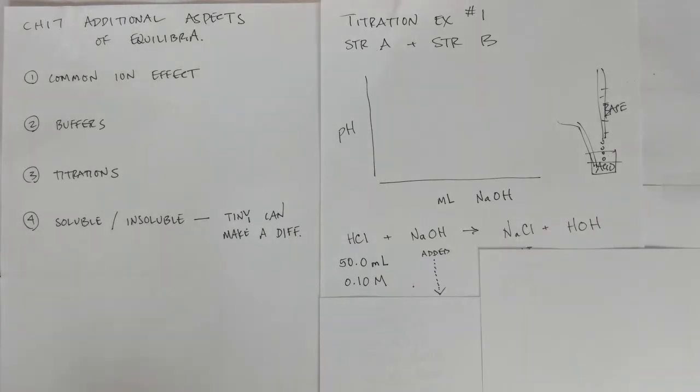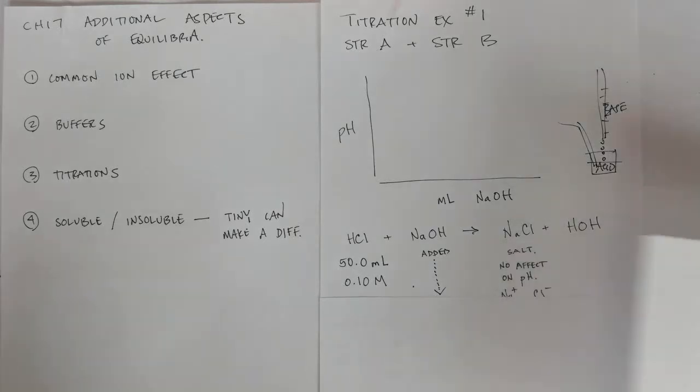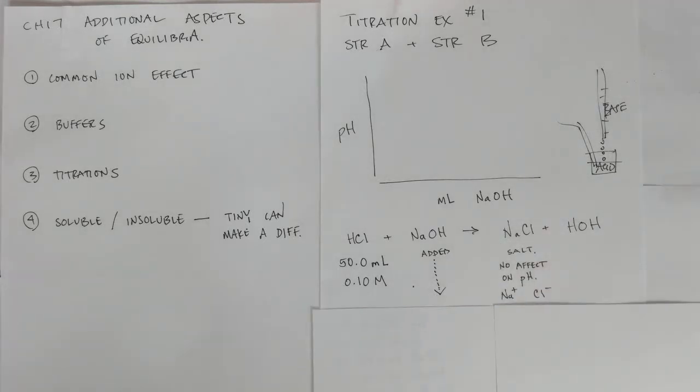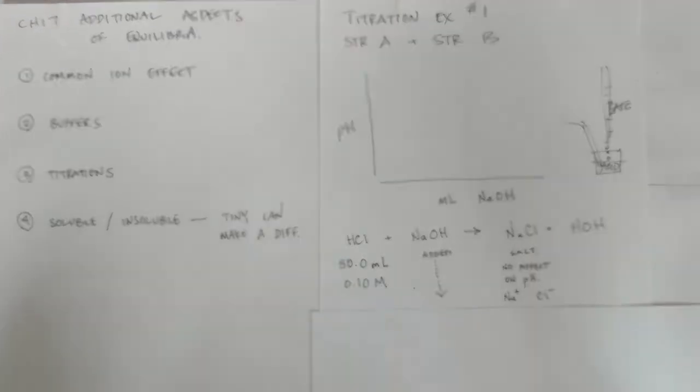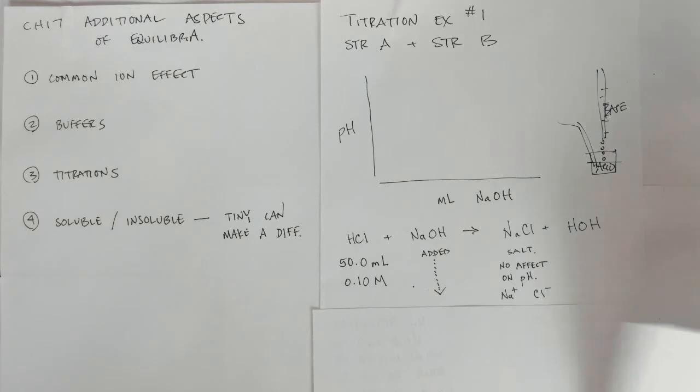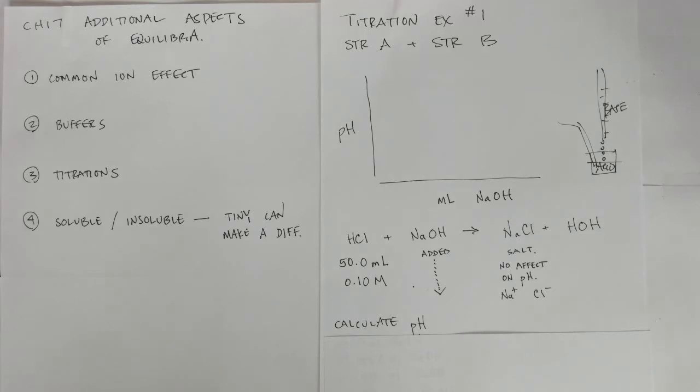Then we're going to add NaOH to it little bit by little bit, and we're going to make a salt that's not going to affect the pH in this case, because it's from a strong base and a strong acid. We're going to produce water as well, which also won't affect the pH. So we're going to calculate the pH as we're adding this at 4 different points.